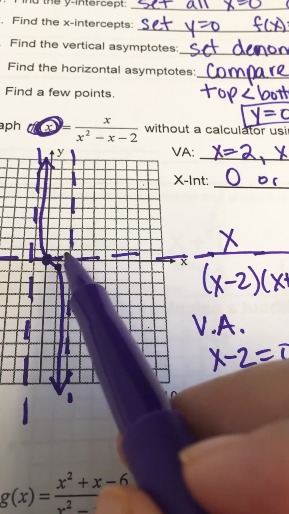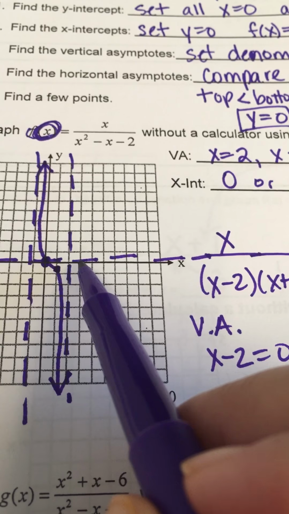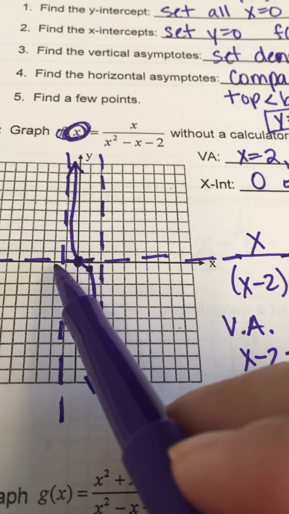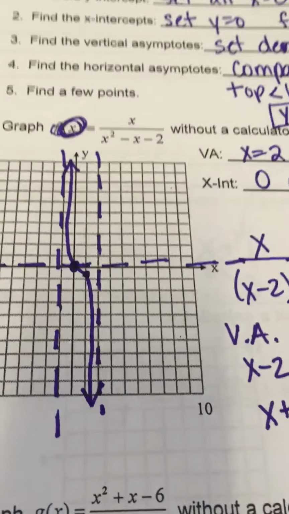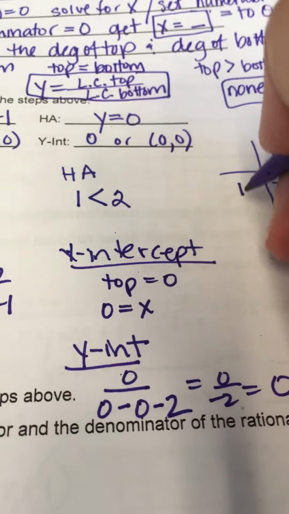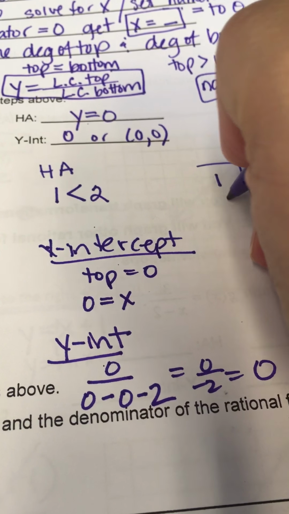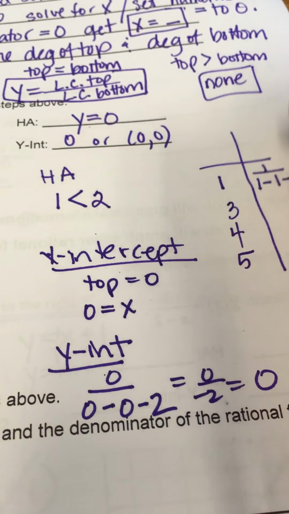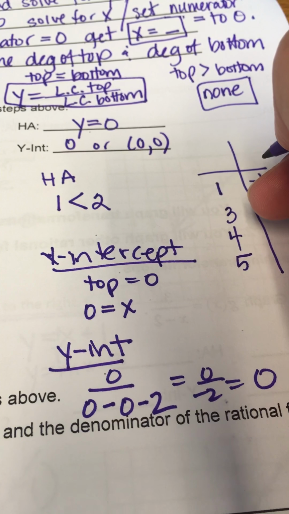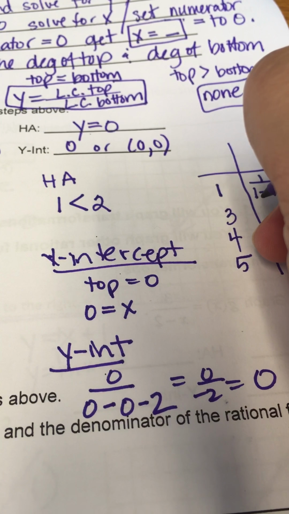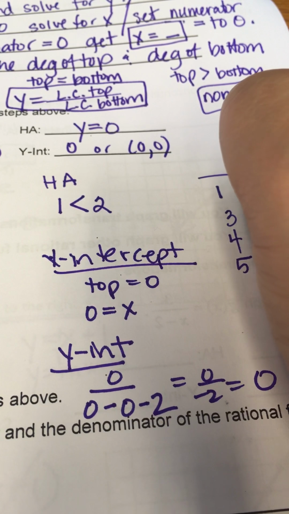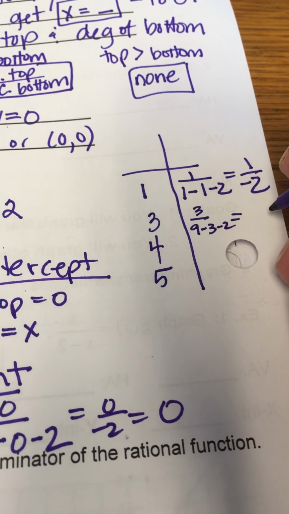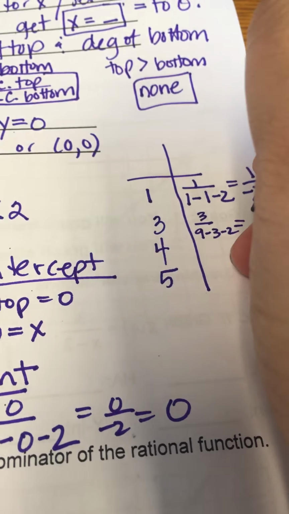Alright, so I need to do points on either side of my asymptote here. I have it at 2, so I need to check out like 3, 4, and 5, and then I need to check out on the other side of -1, so like -2, -3, -4. Alright, so if I plug in 3, 4, 5. So 3 is going to give me 3 over 9 minus 3 minus 2, 6, 5, 4, so 3 over 4.